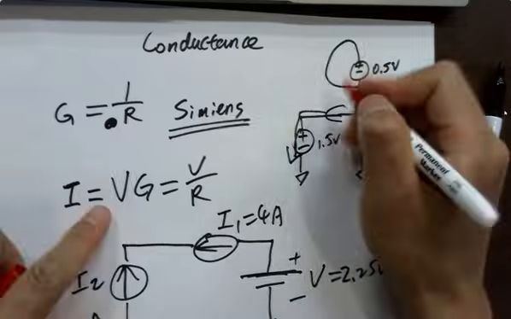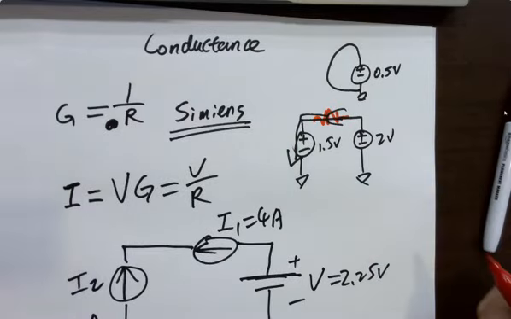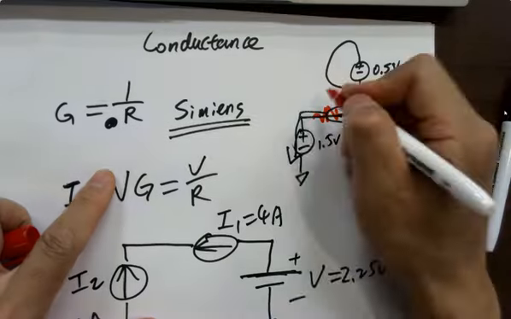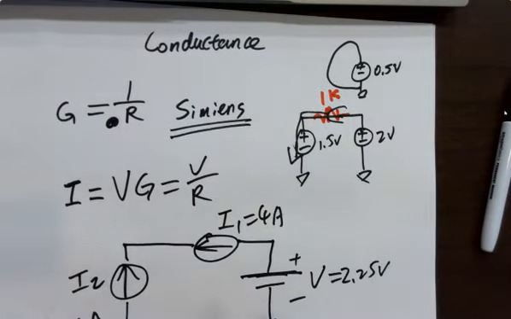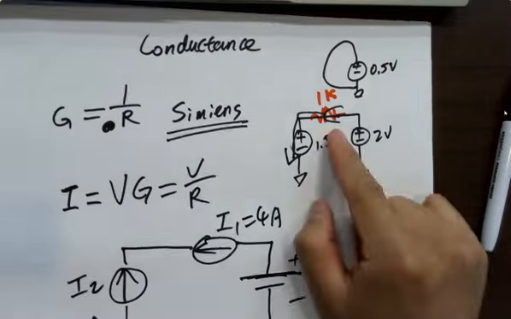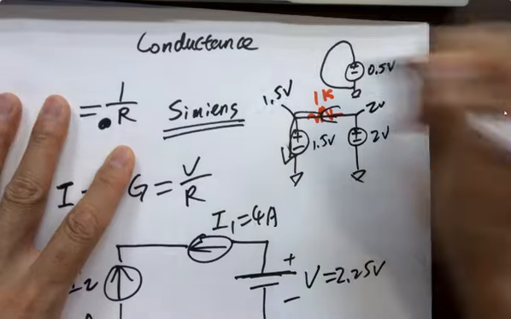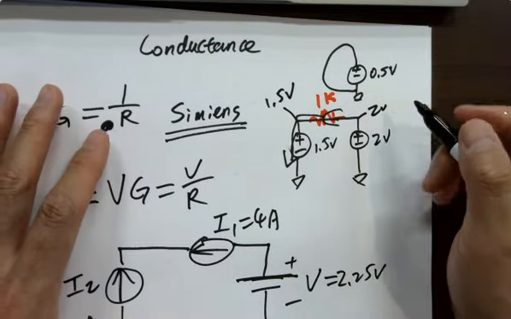So what about if I have a resistor in the middle? Is this valid? Like 1K, for example, to give a decent value. This is definitely valid. You can definitely hold 2 volts here. You can definitely hold 1.5 volts here, no problem, without any problems.